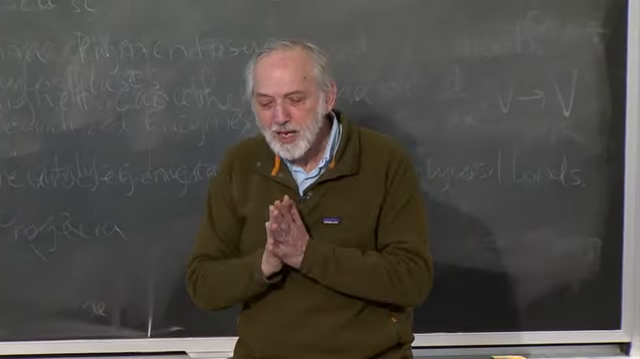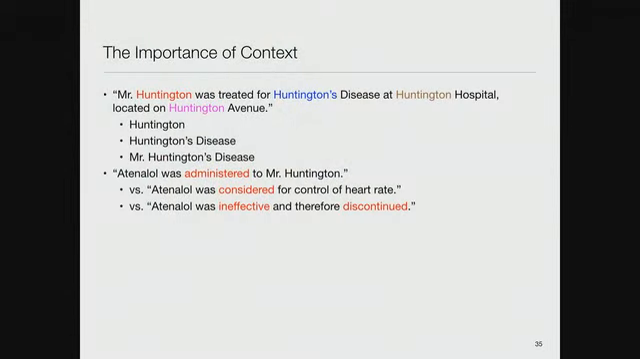Okay. Well, context is important. So if you look at a sentence like, Mr. Huntington was treated for Huntington's disease at Huntington Hospital located on Huntington Avenue, each of those mentions of the word Huntington is different. For example, if you're interested in eliminating personally identifiable health information from a record like this, then certainly you want to get rid of the Mr. Huntington part. You don't want to get rid of Huntington's disease because that's a medically relevant fact.